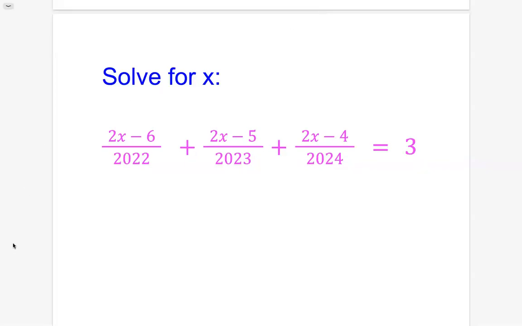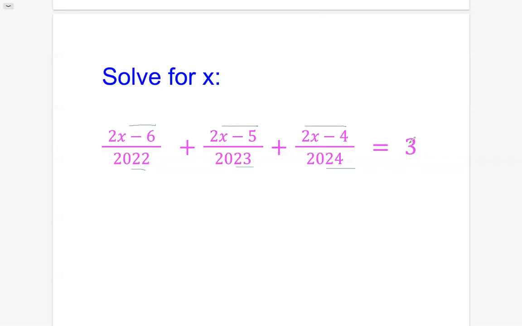Let's observe. The 3 denominators differ by 1. 2023 is 1 more than 2022, and 2024 is 1 more than 2023. Then we observe the numerators: 2x minus 6, 2x minus 5, so 1 more. Then 2x minus 4, 1 more.